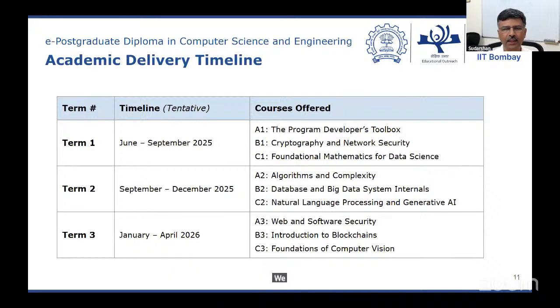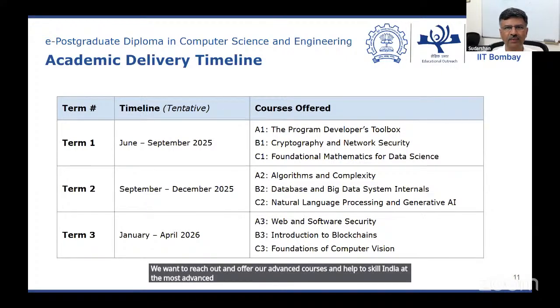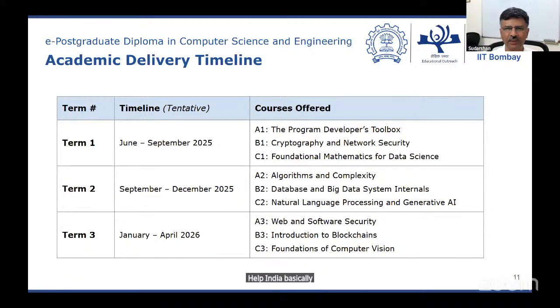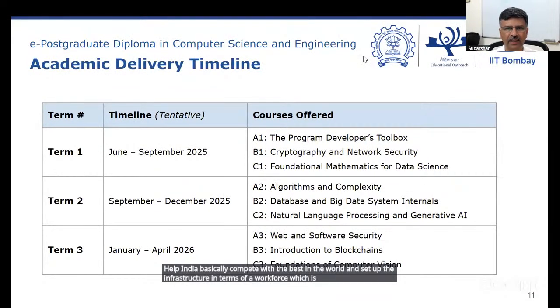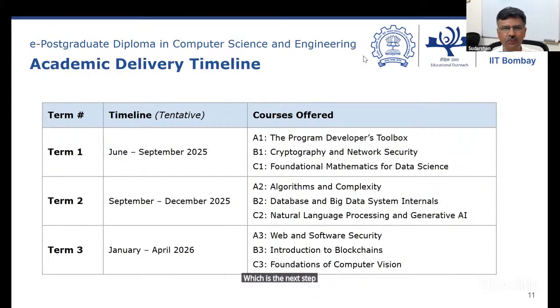We want to reach out and offer our advanced courses and help to skill India at the most advanced level, at the postgraduate level. Over time, we hope to expand the number of courses that we offer so that we can cover more areas and help India compete with the best in the world, and set up the infrastructure in terms of a workforce which is educated and knows how to carry out research. So part of what we will be doing in many of our courses is expose you to advanced research, which is the next step needed to innovate in this world. So that is the broad goal.